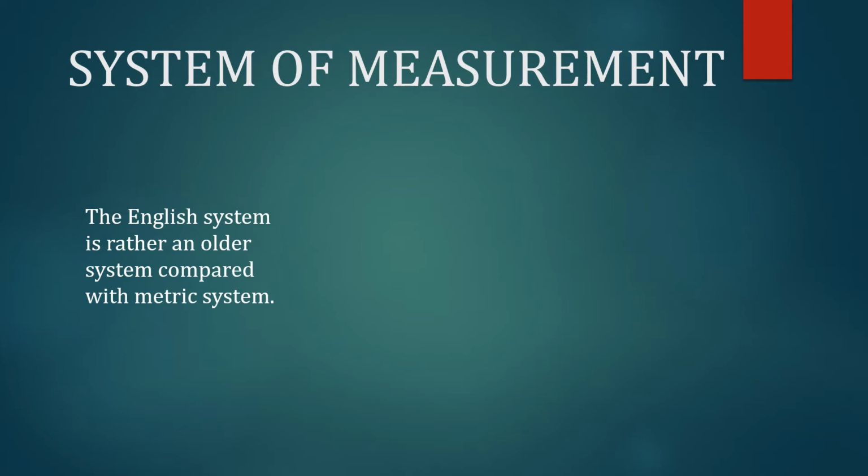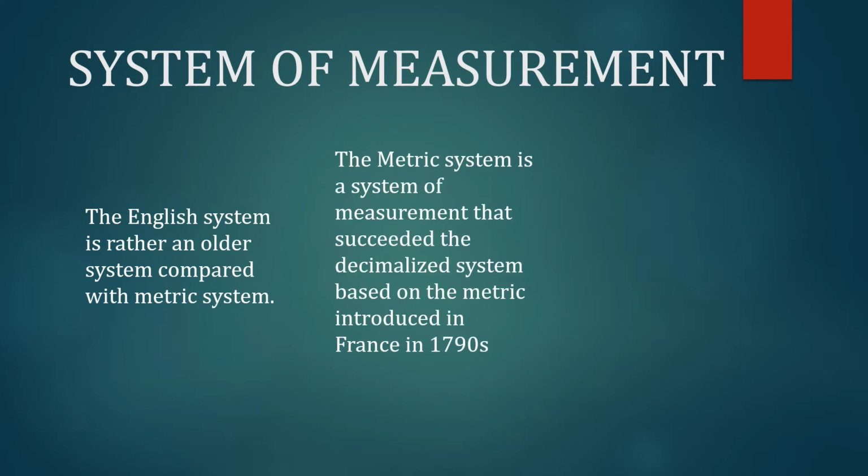On the other hand, the metric system is a system of measurement that succeeded the decimalized system based on the metric introduced in France in the 1790s. Its base units are gram for mass, liter for volume, meter for length, and more. The metric system also uses prefixes for either very large or very small numbers.